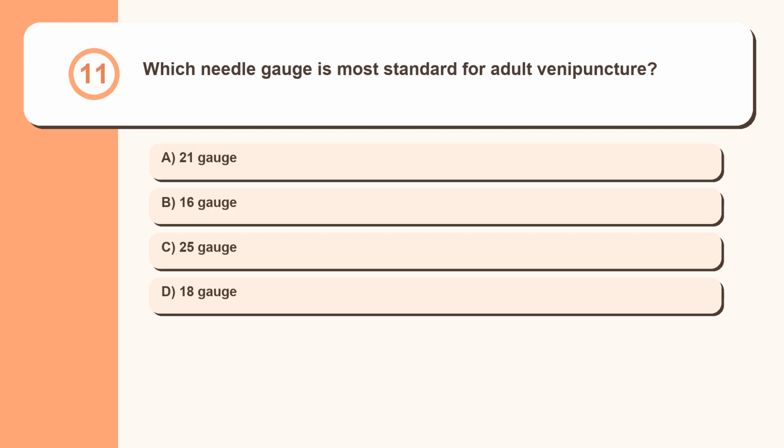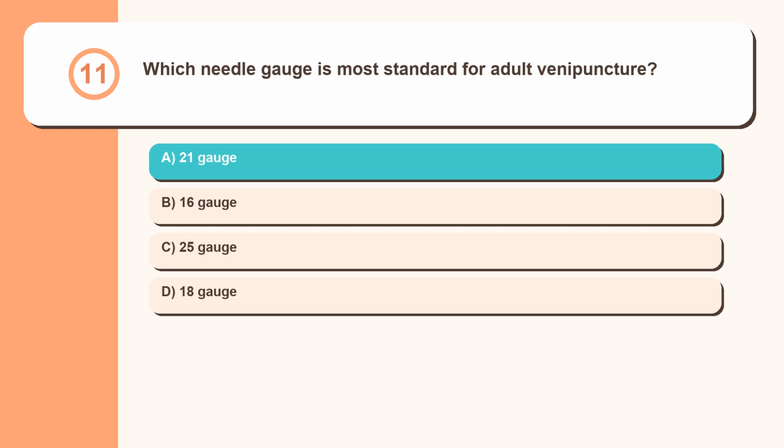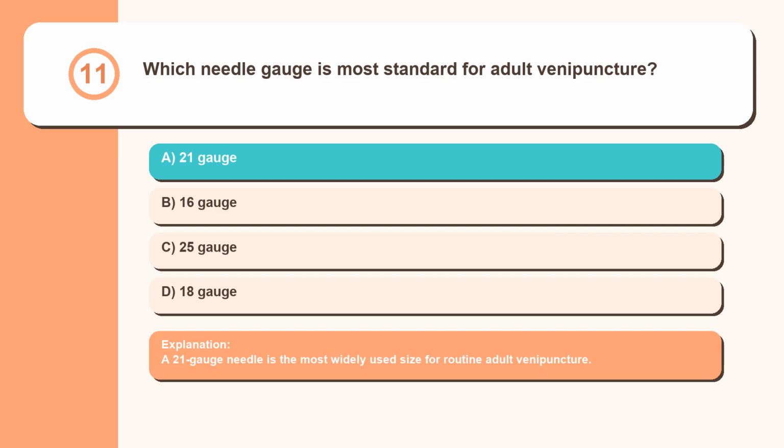Question 11. Which needle gauge is most standard for adult venipuncture? 21 gauge, 16 gauge, 25 gauge, 18 gauge. A 21 gauge needle is the most widely used size for routine adult venipuncture.